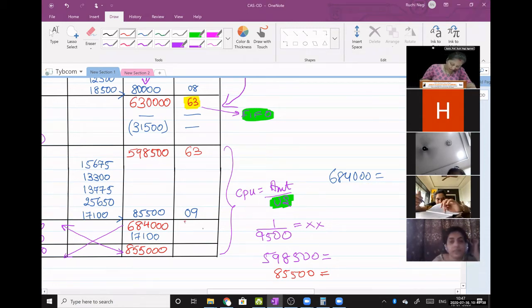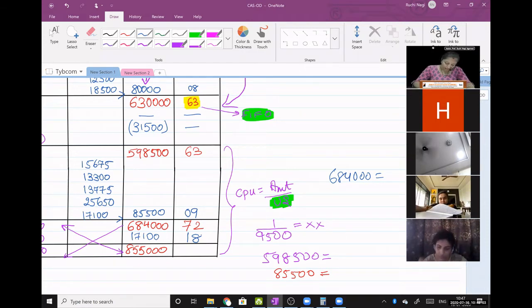So next, 72. Yeah. Then next, what do you want? Profit CPU. Okay. So type 1,71,000 and press equal to. Yeah, very good, students. Yeah, 18 rupees. Great. So right here, 18. And lastly, what do you want? Sales. So type 8,55,000 and press equal to. Very good. 90. Super. Okay, 90.